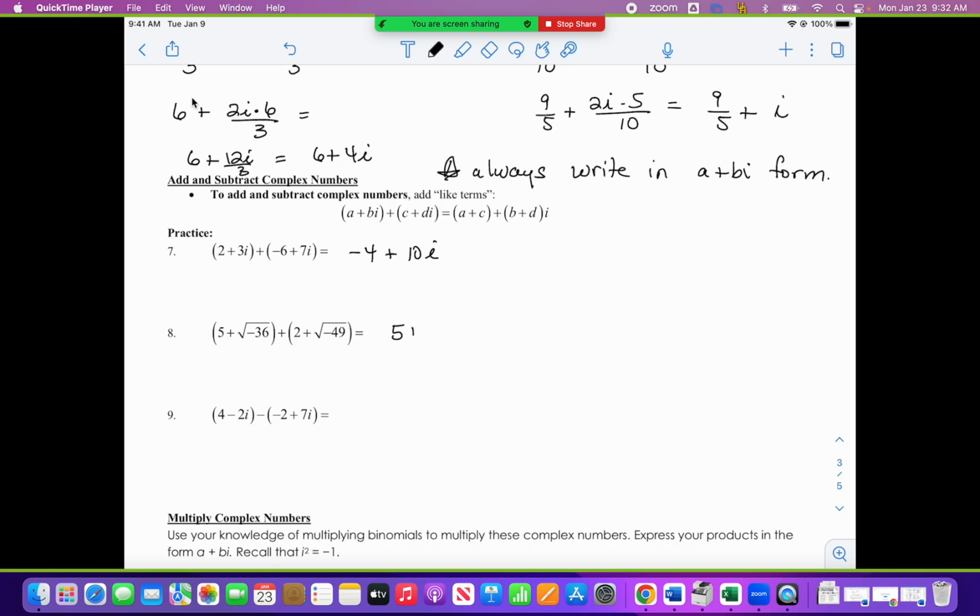Now, are you ready? Let's see if we can handle this. Can you see this is 5 plus 6i plus 2 plus 7i? Can you handle it now? Square root of negative 1 is i, so I'd like to start skipping this step. Anytime you see a square root with a negative, pull out the square root of negative 1 as i. If you need to keep doing it, keep doing it. So that's 7 plus 13i.